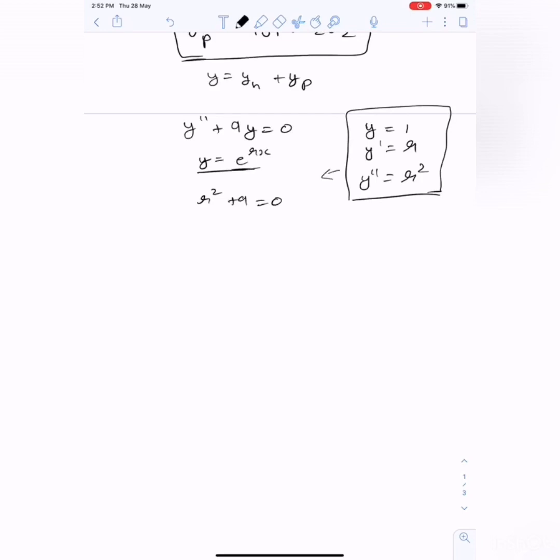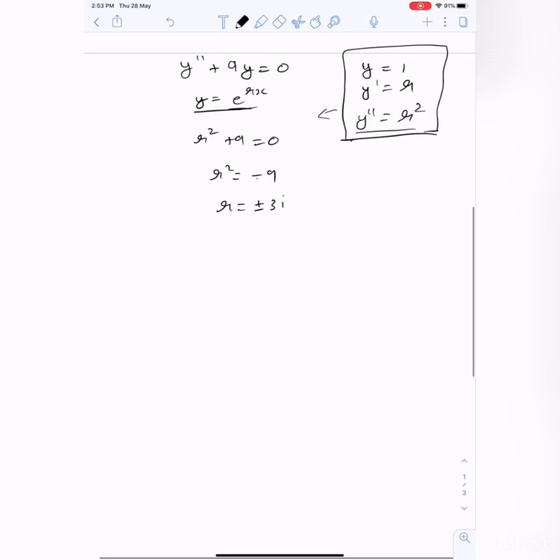Even if you substitute the full form, e to the power rx would come outside and just cancel. So substituting y equal to 1, y dash equal to r, and y double dash equal to r square is just a shortcut. This would mean r square equals -9. So r would be plus or minus 3i.